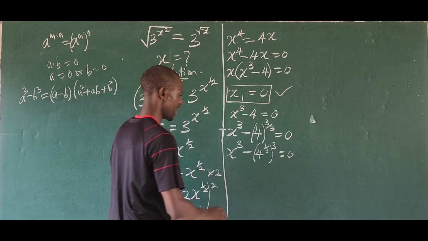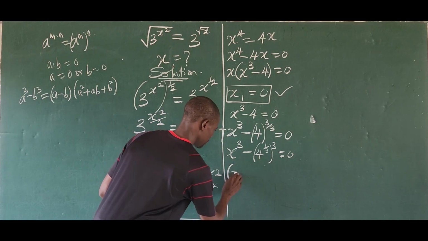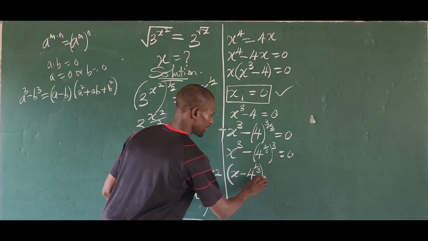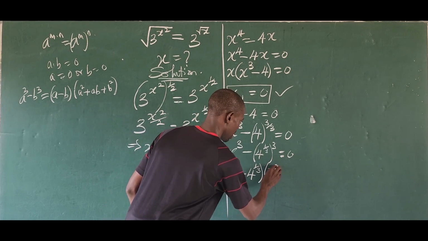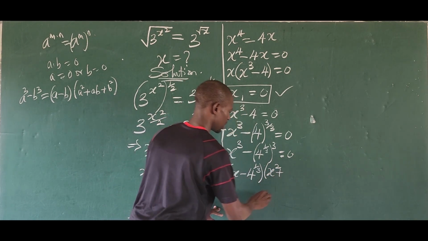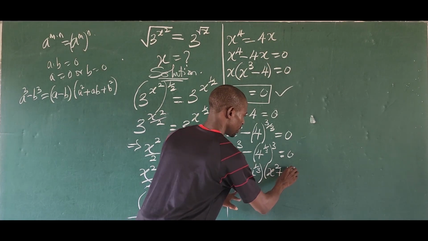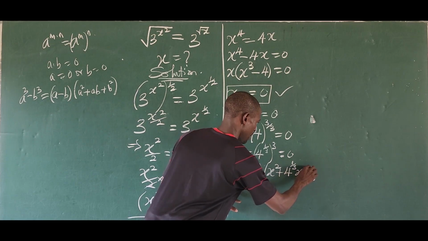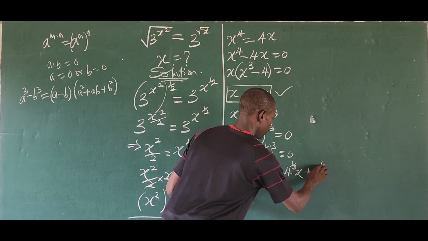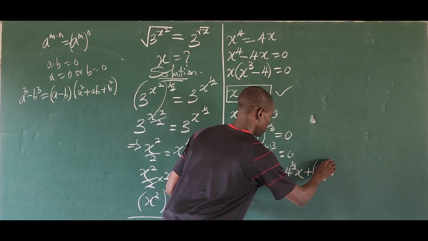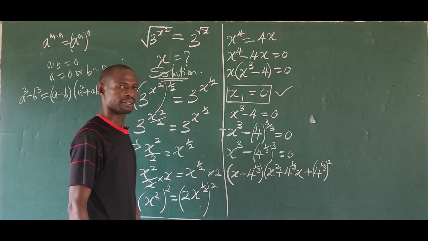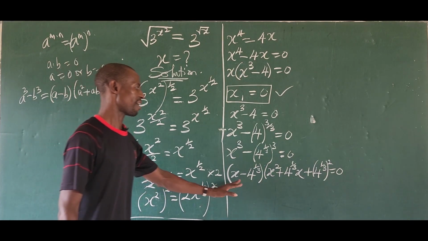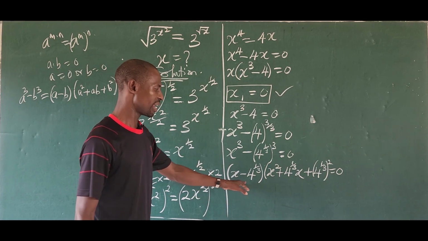So if we rewrite this in that format, we're going to have bracket open x minus 4 to the power of 1 all over 3 close bracket, times x to the power of 2, then plus 4 to the power of 1 all over 3 times x, then plus 4 to the power of 1 all over 3 all raised to the power of 2. Everything equal to 0 here. Okay, so we're going to have another case here now. So we have case 2.